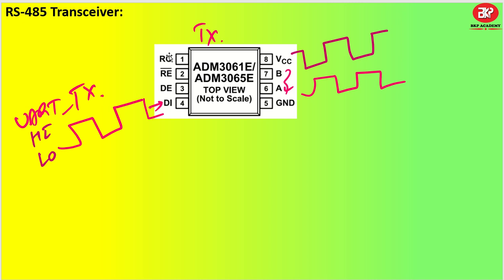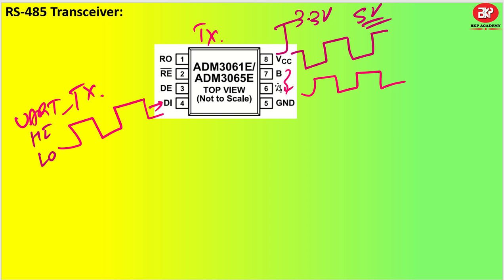Now you have understood the different signals: RO, that is receiver output; RE bar, that is receiver enable; DE, that is driver enable; and DI, that is driver input data. GND is your ground pin, VCC is your power supply pin. Based on the recommended value for this IC, you will have to give a power supply. This particular IC is capable of working at 3.3 volt as well as 5 volt. We will be giving 3.3 volt. If you want, you can give 5 volt as well, no problem at all.